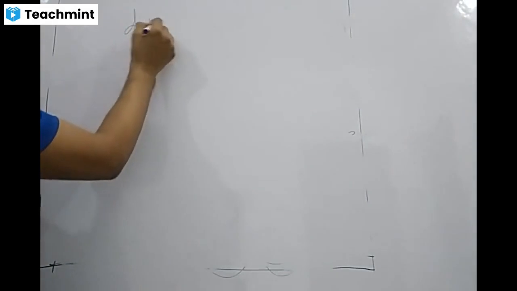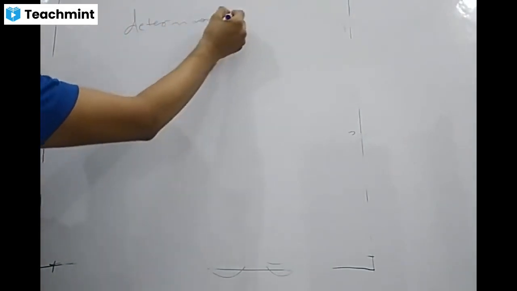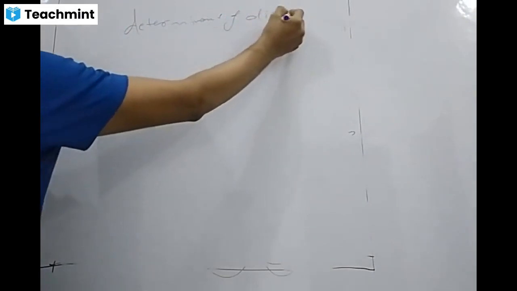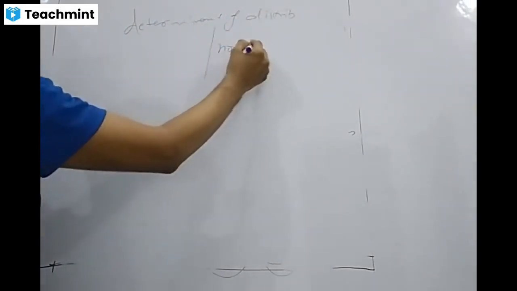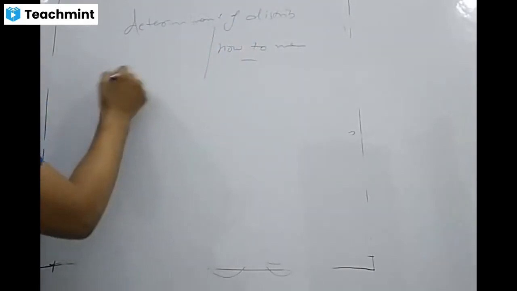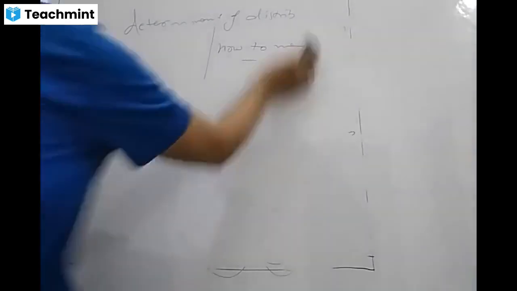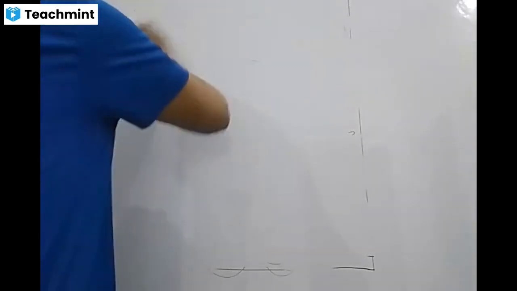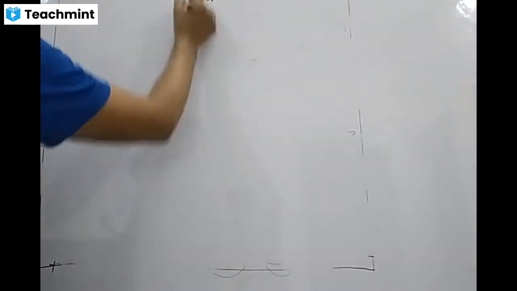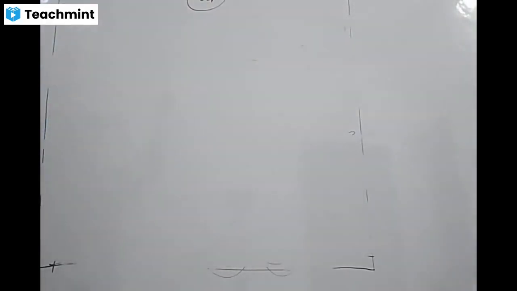Next is how to measure distribution, that is, the determinant of distribution. In case of absorption, the parameter to measure that was bioavailability. But in case of distribution, that parameter is known as volume of distribution, that is VD. This VD concept is very important.